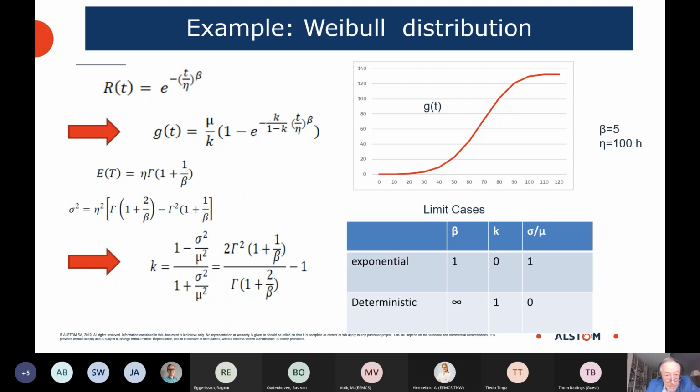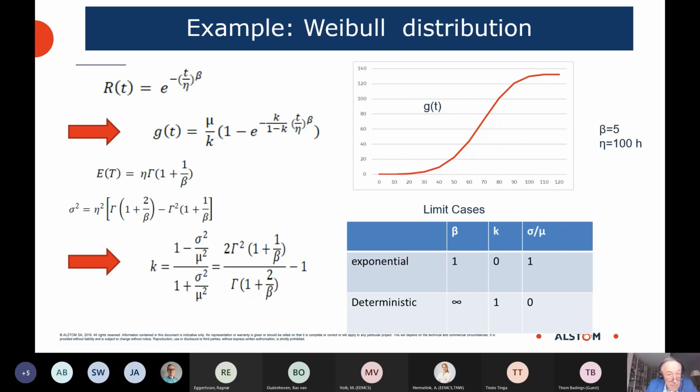And then we have K as a function of beta. When beta is 1, which corresponds to the exponential distribution as is well known, it gives K equals 0, which is what we found before, but it's good that we found the same result. And the coefficient of variation is 1. And at the other extreme, when beta goes to infinity, the coefficient of variation of the Weibull shrinks to 0. And so we have a deterministic function with coefficient of variation 0.